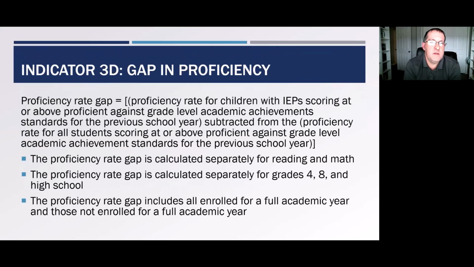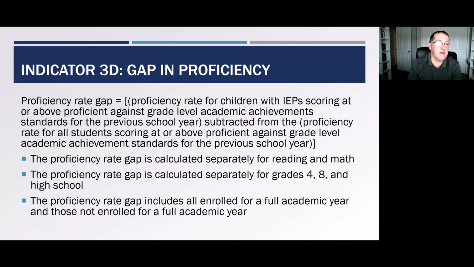And so this is a relatively new part of the indicator. I think it's been around for a few years, but this looks at the proficiency rate gap. So this is really looking at, are your students with disabilities achieving the same level on the assessment as students without disabilities? And so it calculates that gap for reading and math, grades 4, 8 and high school, full academic year and not full academic year, just like all the others. But really it's looking at gaps in the system. Like, are your children with disabilities achieving at the same rate as others? And that could tell you something different than if they're achieving at a lower rate.